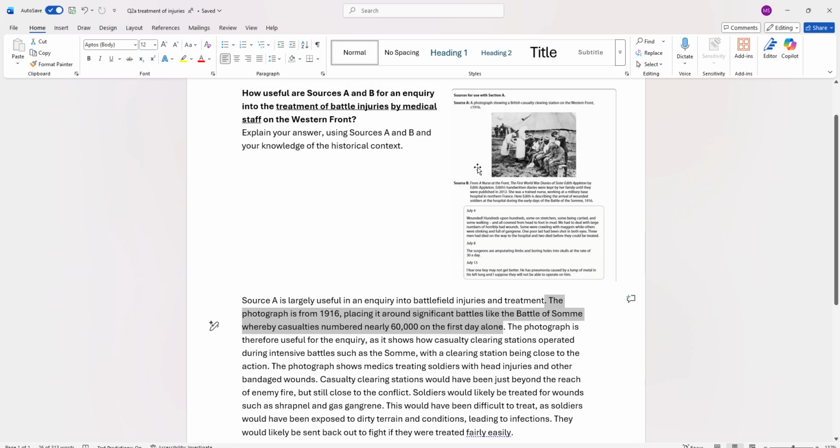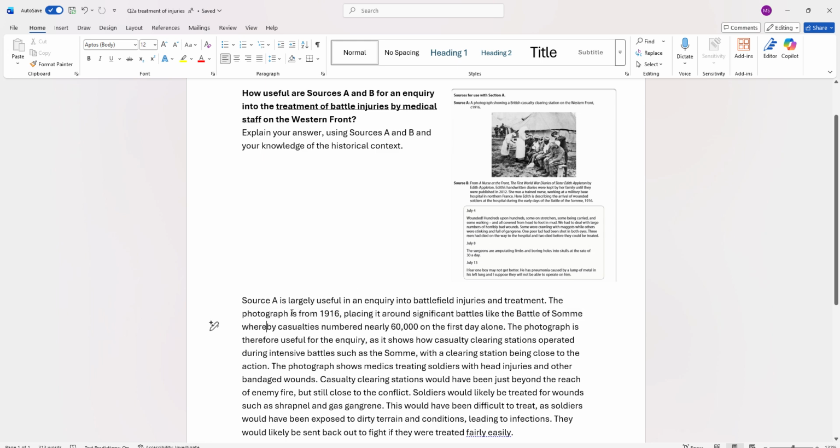So I like to do NOP for provenance, which is nature, origin, purpose. I start this in year 9 because then by the time that people have picked history, they've done this before and they know what to expect. So nature is what type of source is it. Origin is who's written it or whatever, what date and where. And then P is the purpose. Why has it been created? That is the hardest one of the 3.